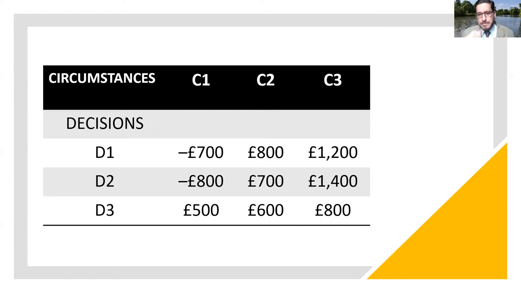Why? Because with decision number three, it doesn't matter if I am in circumstance number one, two, or three, I will never lose. Obviously, with other decisions I can expect more results, I can win more. But the principal decision is not to lose. That's why any rational person will choose decision number three. I don't know if you agree with this.